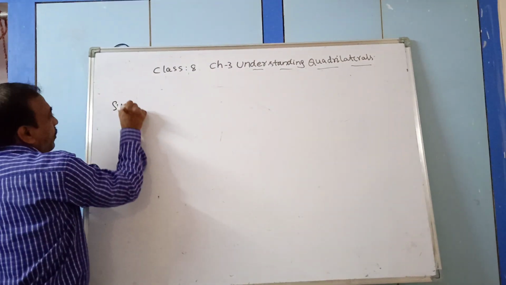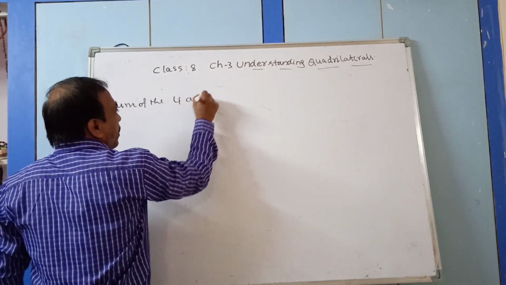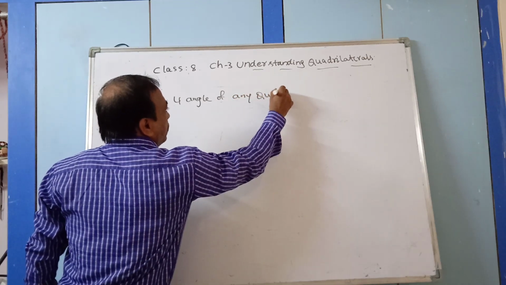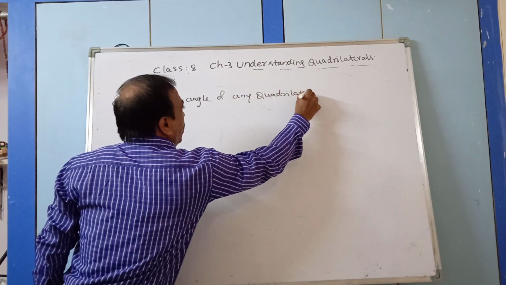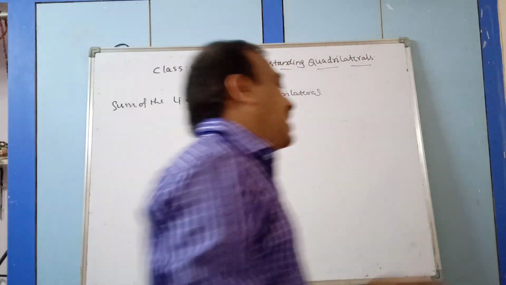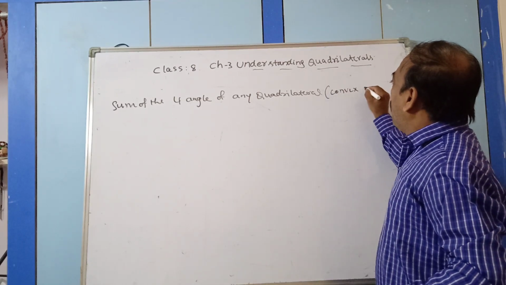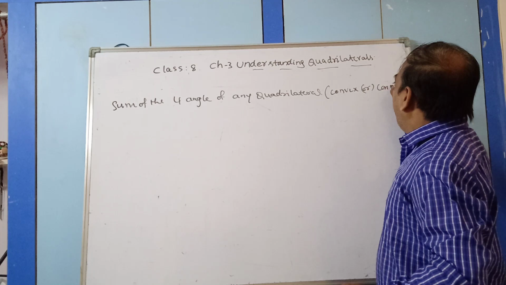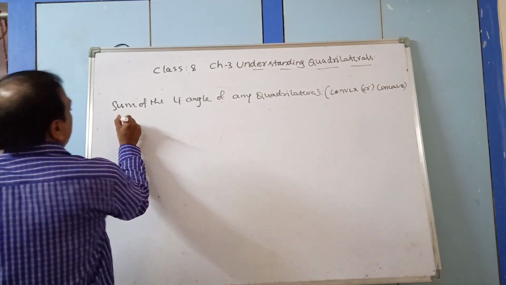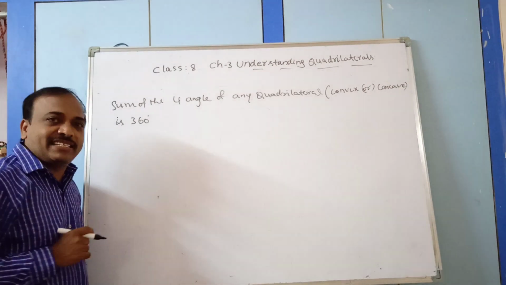So the sum of the four angles of any quadrilateral, it may be convex or concave, is 360 degrees. How is it 360 degrees?